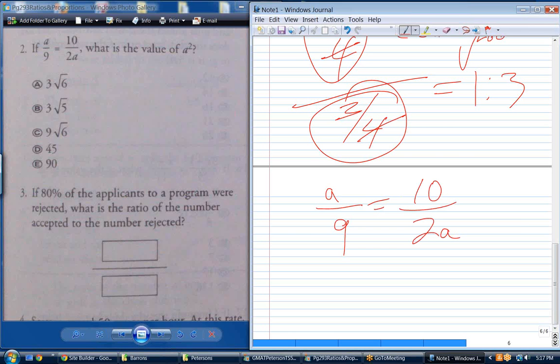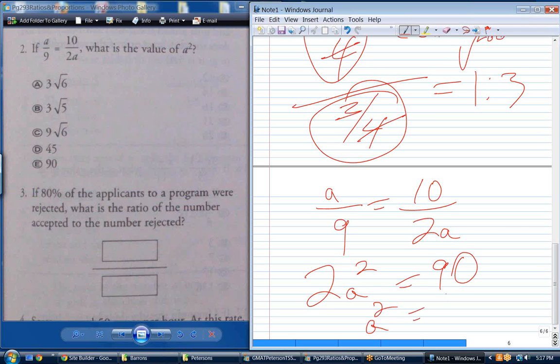Well, you need to get the a's on one side. We're going to cross multiply. Whenever you have a fraction equals another fraction, usually the first step is to cross multiply. Then it's 90 divided.